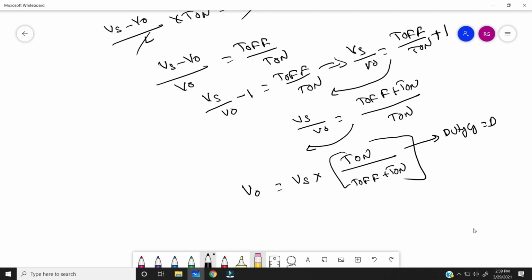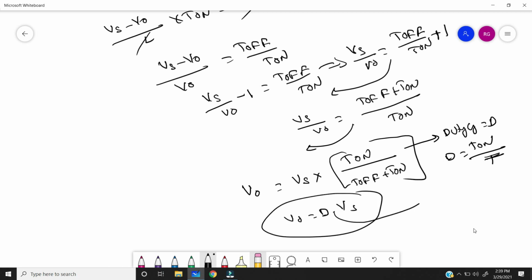The D is equal to, we know, T on by the total time period. Here total time period means T on plus T off. So finally we get V0 is equal to D into Vs. Here D is nothing but the duty cycle, that is T on by total time. So this is the output expression for our buck converter.